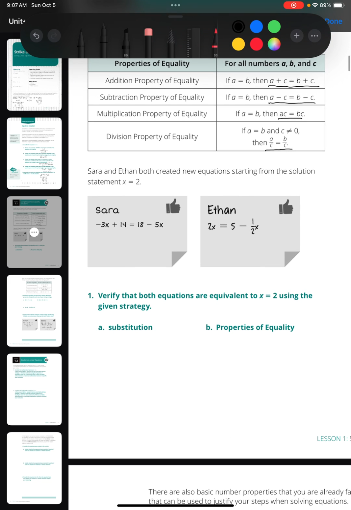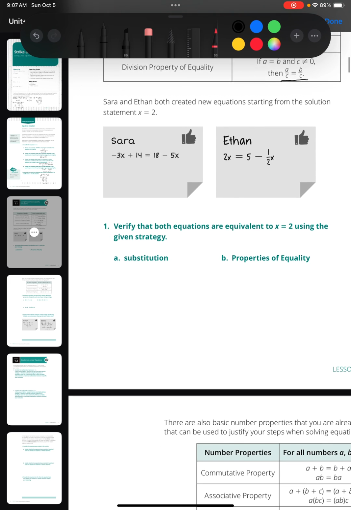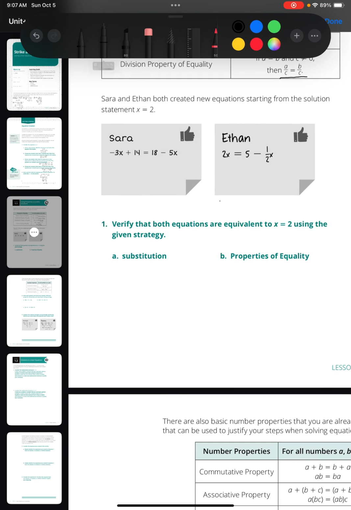As long as we perform the same operation on each side of the equation, you are producing an equivalent equation. Okay, it says Sarah and Ethan both created new equations starting from the solution statement x equals 2. Verify that both equations are equivalent to x equals 2 using the given strategy. Okay, for Sarah's equation, negative 3x plus 14 equals 18 minus 5x. Let me rewrite that.